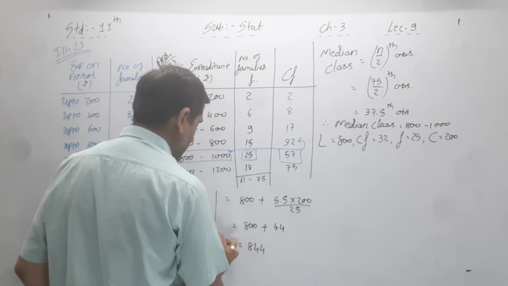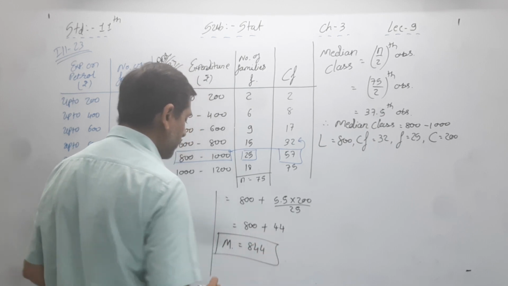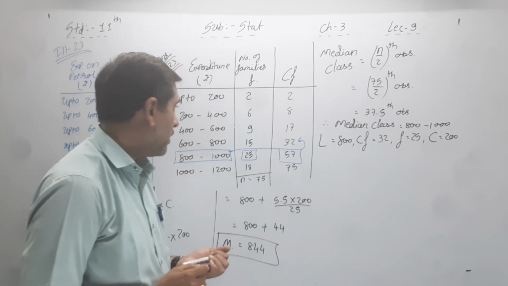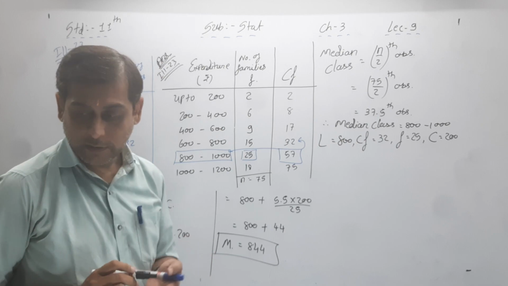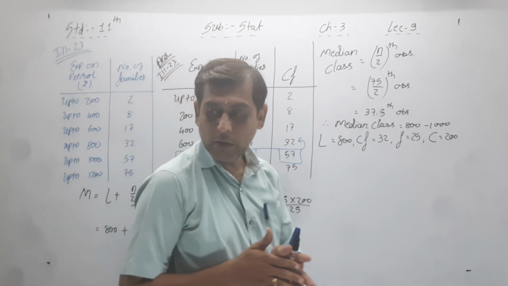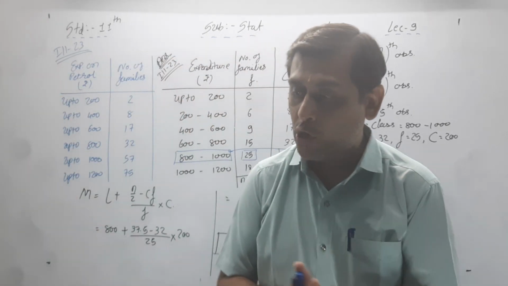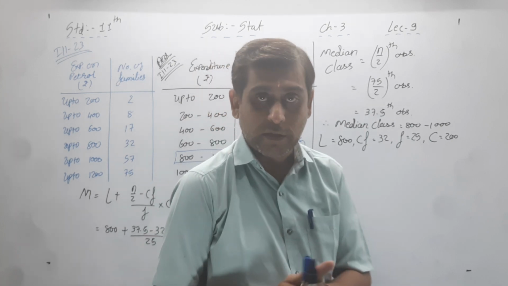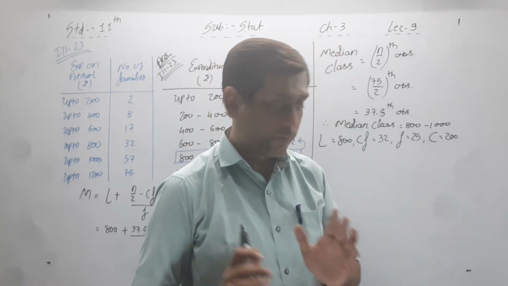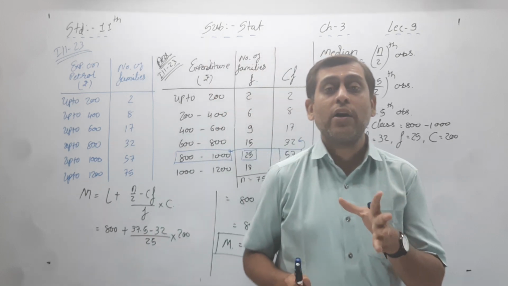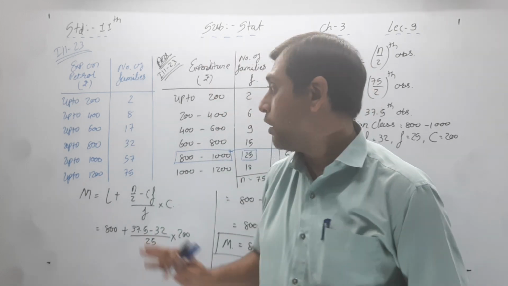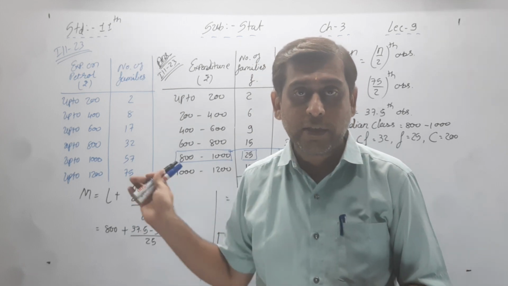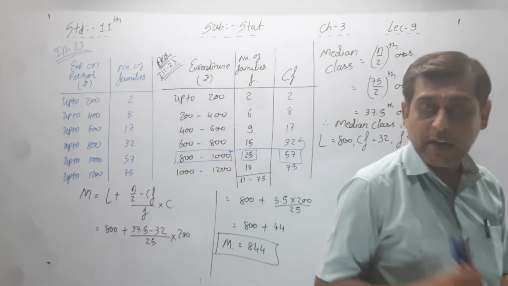Your median is equal to 844. Right? 844 rupees. Thus, the median monthly expenditure on petrol for these families is 844 rupees. So please write down these. This is your 5 marks sum: median of continuous grouped data in the different way. Please write down these. Then we will discuss the next question.